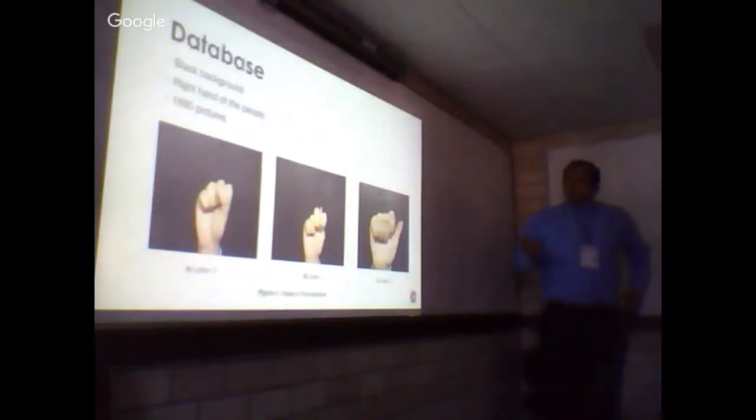For the database or image acquisition, in my case, there is a black background and the right hand of the people, and I took 1,680 pictures of 80 persons. In figure 4, we can see the letter C, the letter T, and the letter A. They seem similar, but my algorithm can differentiate between them.